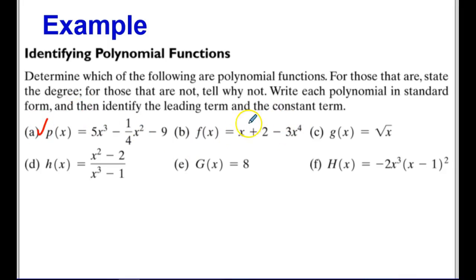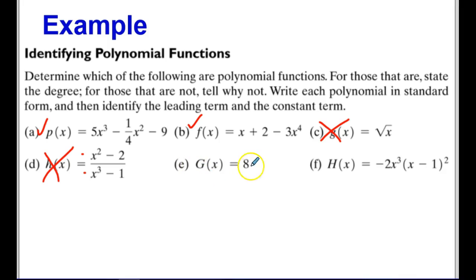Let's look here. Even this one, though this one is written differently, we could rewrite this in the correct form. We could have 3x to the fourth plus x plus 2. So that can also be a polynomial. Here, since I have this square root, this one is not a polynomial. Here I see I have two different polynomials. I have one in the numerator and I have one in the denominator. This is what we call a rational function, and we'll get there in the next section. So that is not a polynomial function.